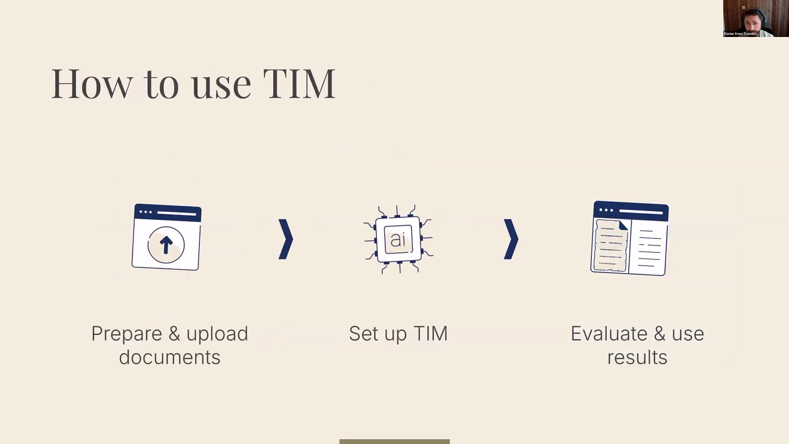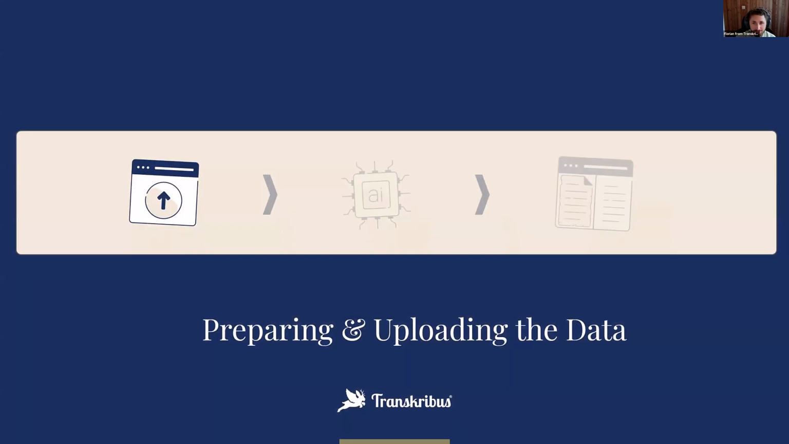So, as a very rough overview of the text image matching process, you first need to prepare your material. You need to have your documents stored somewhere in text format or docx format. Then you need to set up the text image matching process, run it in Transkribus, and finally evaluate and use those results. How that works in concrete terms, I will now let my colleague Sarah explain, and later on Raphael. So take it away, Sarah.